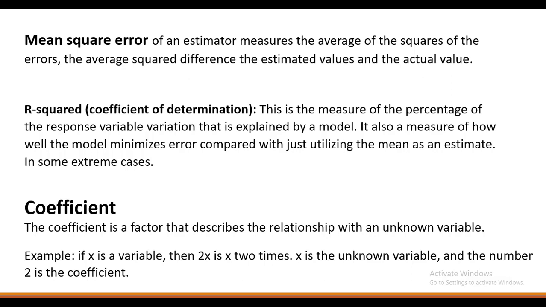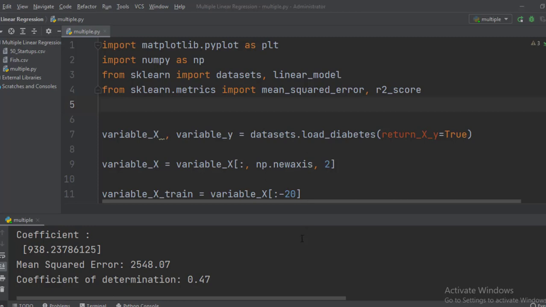The mean squared error is the average squared difference between the estimated values and the actual values. The coefficient of determination is the measure of the percentage of the response variation that is explained by a model. It is also a measure of how well the model minimizes error compared with just using the mean as an estimate. Then the coefficient is just a factor that describes the relationship with an unknown variable.